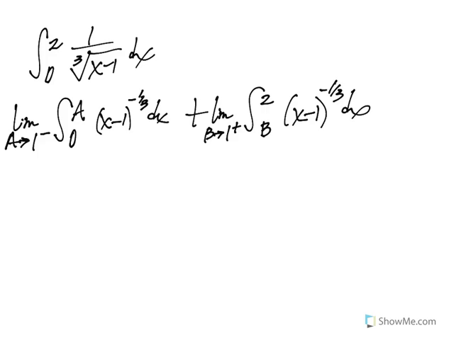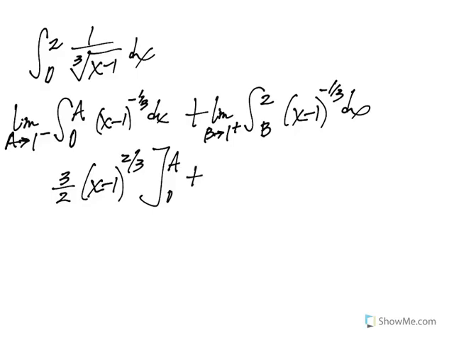All right, here we go. Power plus 1 over power plus 1. That's going to give me 3/2 x minus 1 to the 2/3, going from 0 to a, again taking the limit as a goes to 1 from the left. I'm going to add that then to 3/2 x minus 1 to the 2/3, now going from b to 2.